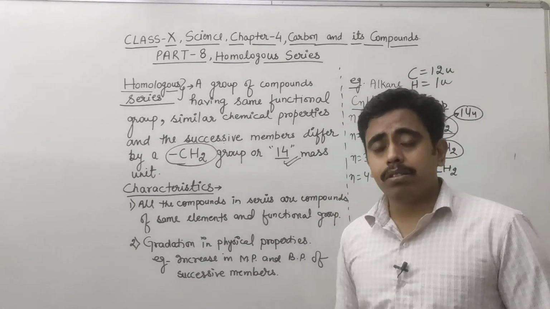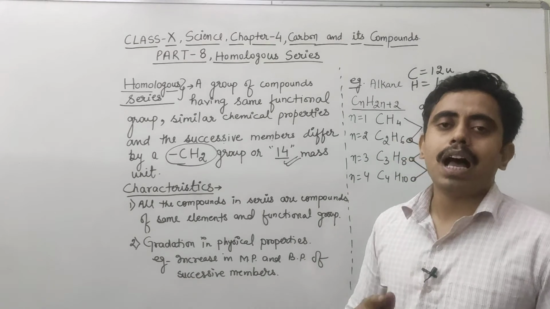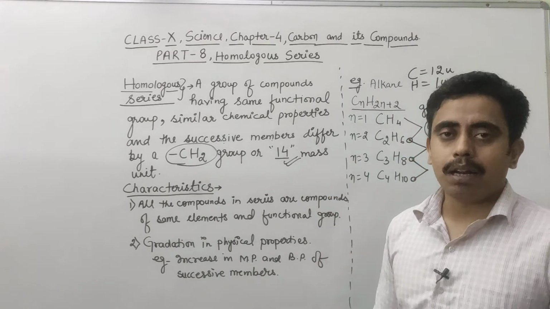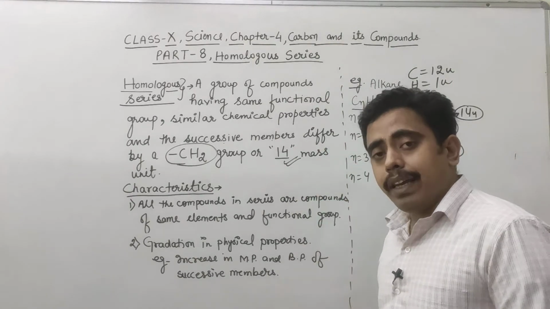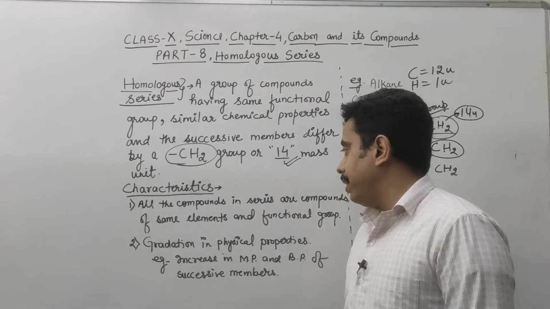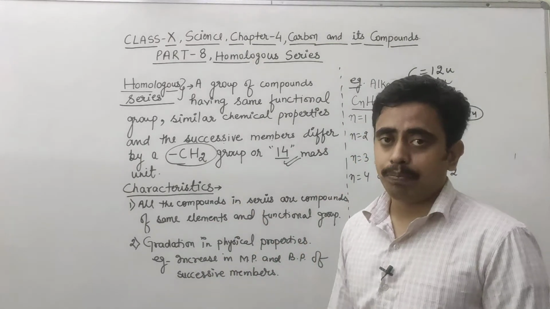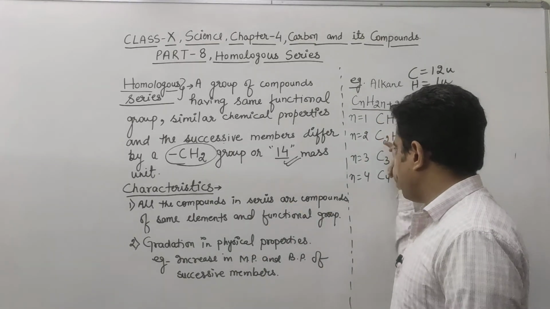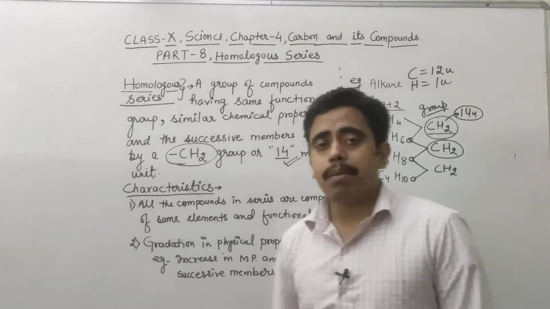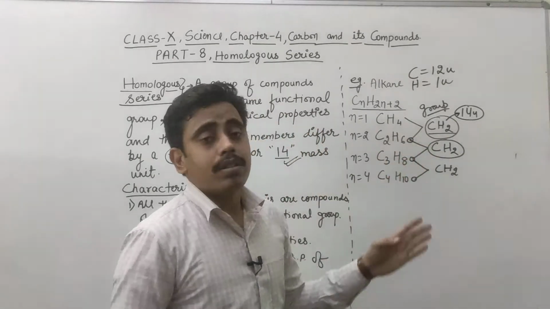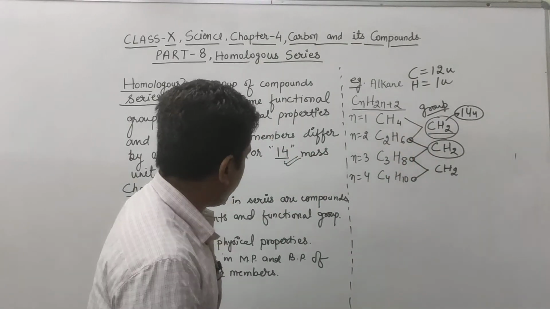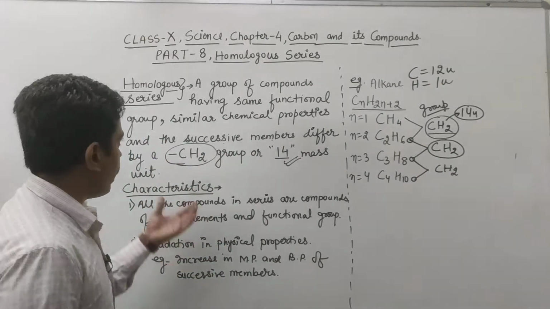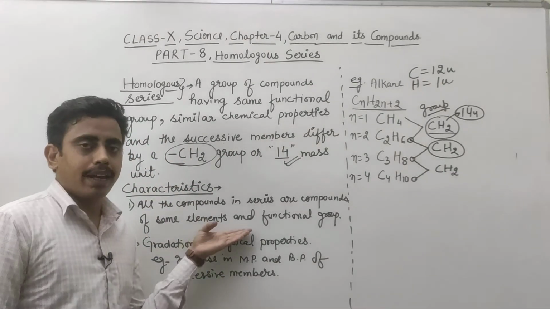सेकेंड मेंबर में कौन कौन से एलिमेंट्स हैं? अगेन कार्बन, हाइड्रोजन. थर्ड मेंबर कार्बन, हाइड्रोजन. So all the compounds in the series are made up of same element and they have same functional group. All the members of this series have single bond, that is same functional group is present in them. So this type of series is known as homologous series. This is the first characteristics.